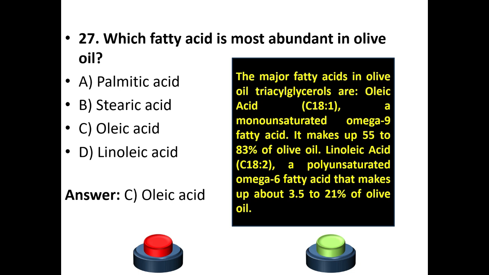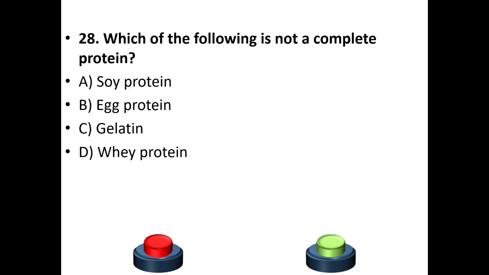Before going to 28, we can discuss the major fatty acids in olive oil triglycerols. Oleic acid is a monounsaturated omega-9 fatty acid. It makes up 55 to 83% of olive oil. Linoleic acid, C18:2, is a polyunsaturated omega-6 fatty acid that makes up about 3.5 to 21% of olive oil.